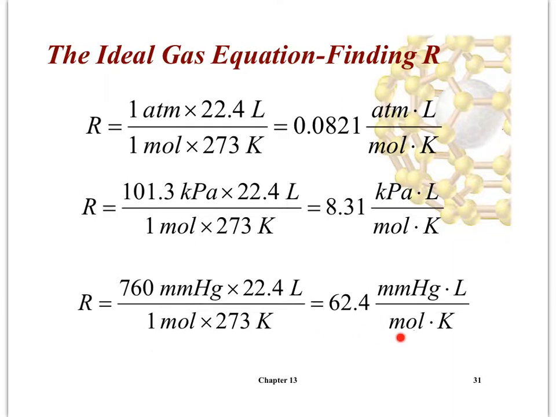So this is the one that we got in our lab, 62.4 millimeters of mercury times liters per mole Kelvin. In kPa, it's 8.31 kPa times liters per mole Kelvin. In terms of ATM, it's 0.0821 ATM times liters per mole Kelvin. So these are three numbers that you need to memorize in order to be able to use them on your test. But if you forgot them, you can calculate them this way.